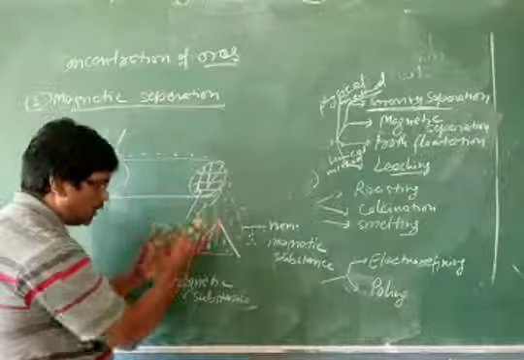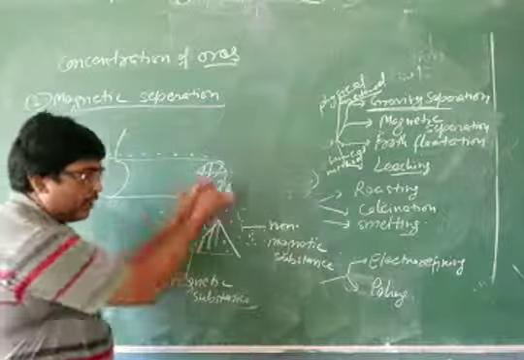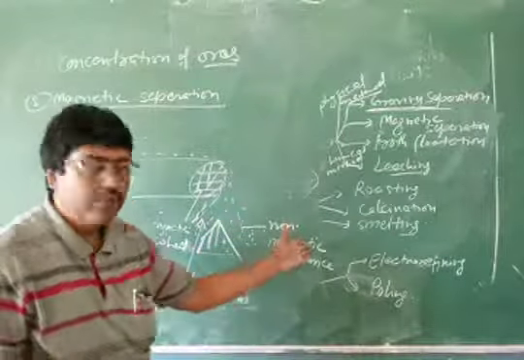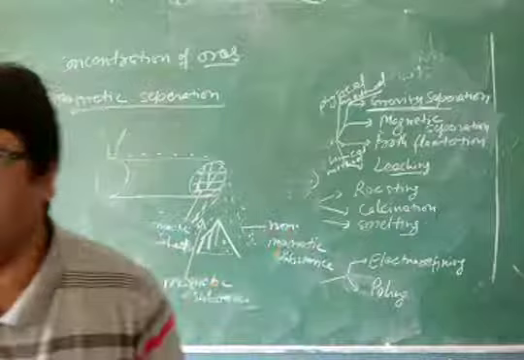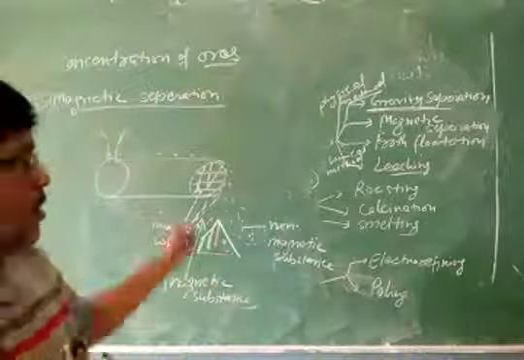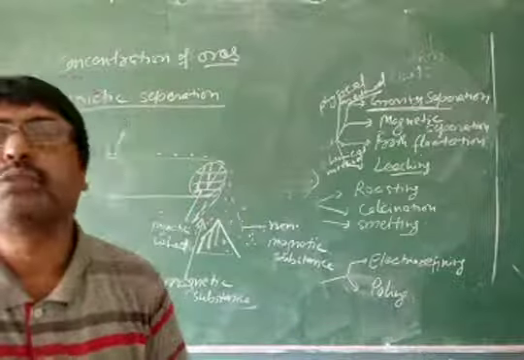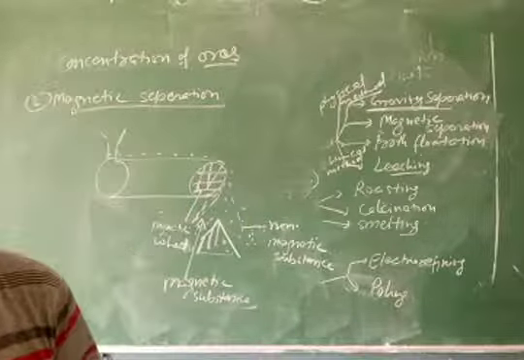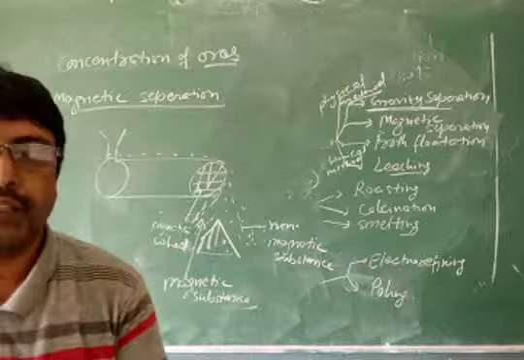So the magnetic substance will fall near the magnetic field, and the non-magnetic substance will fall far from the magnetic field. By this way, the magnetic substance or magnetic ore will be separated from its gangue particles. Okay, so this is the second technique.